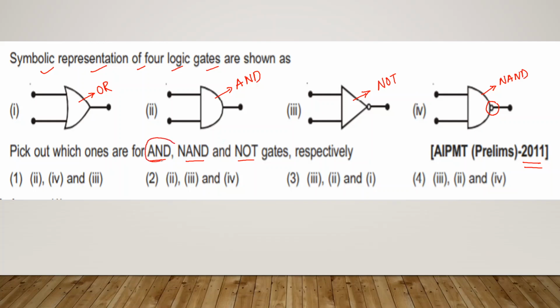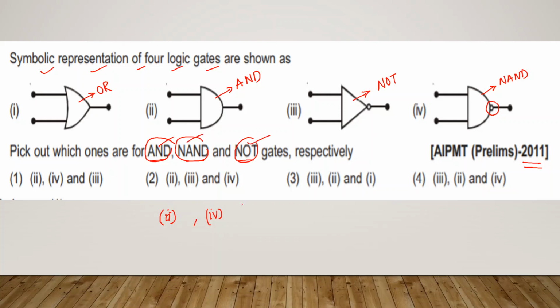Now what we are supposed to find? We are supposed to find AND gate, NAND gate and NOT gate in this order. Which one is AND gate? The second one is AND gate. Which one is NAND gate? The fourth one is NAND gate. See, remember this order. He is asking in order.